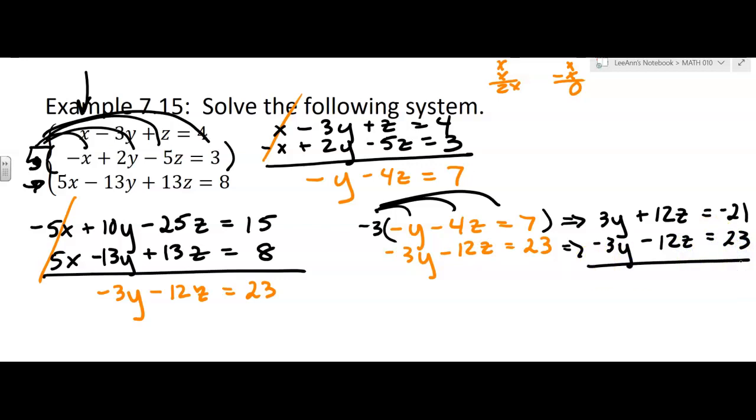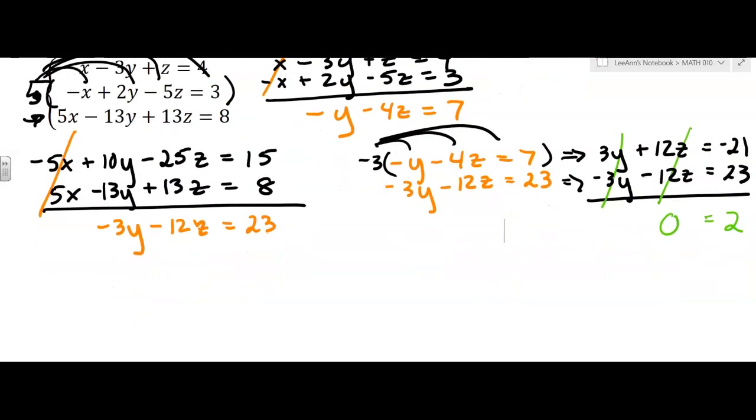Okay, so we got what we wanted. The y's canceled out. But look what happens to the z's. 12z and negative 12z, that also cancels out. So I get a 0 on the left. I think we talked about that in an earlier video, how that might happen. So 0 on the left, it's really important. What do I get on the right? Negative 21 and 23, well, that would be 2. Okay, this is not true. 0 does not equal 2. So this is false. There is no solution.